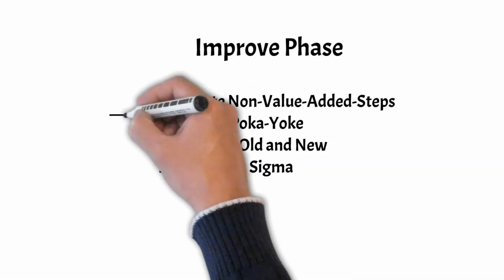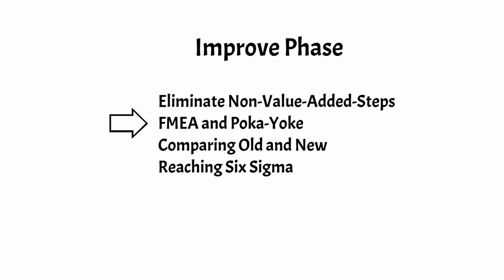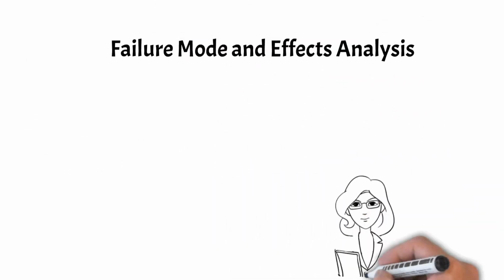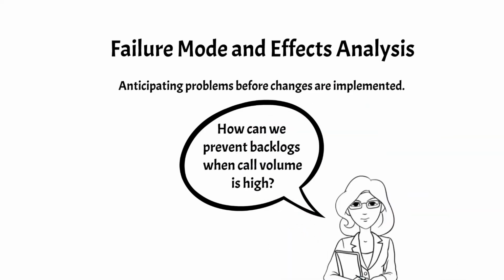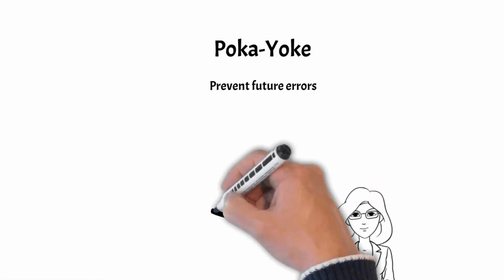FMEA and Poka-yoke. During the brainstorming session, it might be useful to rely on FMEA and Poka-yoke. Failure mode and effects analysis, FMEA, involves staff anticipating problems before any changes are implemented and then taking steps to avoid these problems. In Poka-yoke, staff considers ways to prevent future errors.